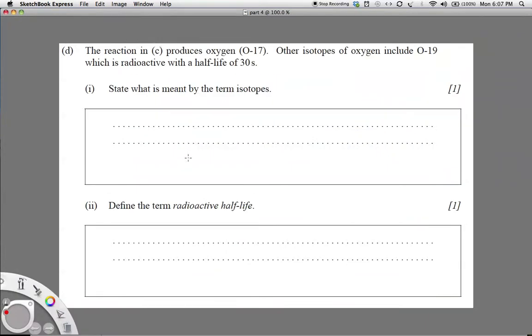Okay. Next one. The reaction in C produces oxygen 17. The other isotope of oxygen includes oxygen 19. So state what is meant by the term isotope. Okay. And the radioactive half-life is 30 seconds. An isotope has the same proton number but a different number of neutrons.